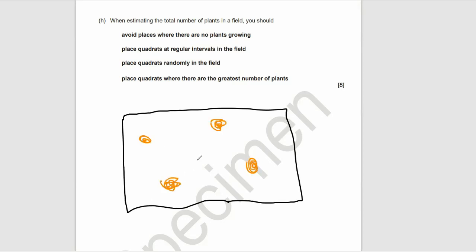No one wants to go around and count 4,000 plants in a field. So if I want to estimate how many are in this field, I certainly don't want to just pick areas where there are no plants growing, or avoid places where there are no plants growing. That wouldn't be very accurate. So what we do is we randomly place the quadrats wherever they may fall. And we do that like 10 times and then calculate the mean. So the answer here is to randomly place quadrats in the field. It's this one here. Okay.